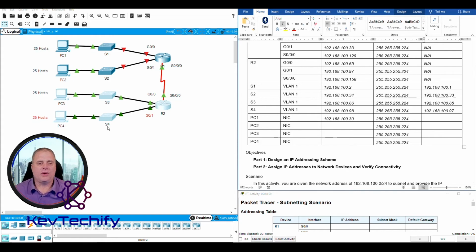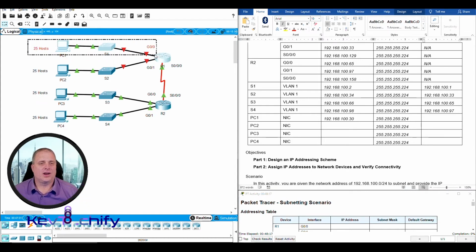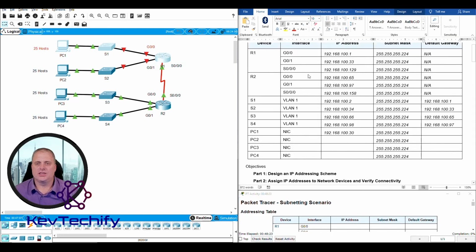Our default gateway is our exit on and off the network. Once again, here's PC1. Right here is our exit on and off the network. It's our G00 interface on R1. We can easily look up here. This is R1, G00 interface. This is our default gateway, 192.168.100.1.